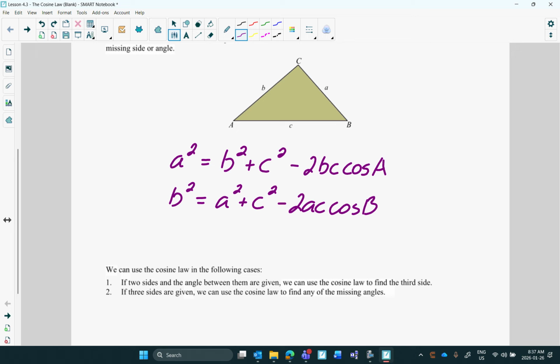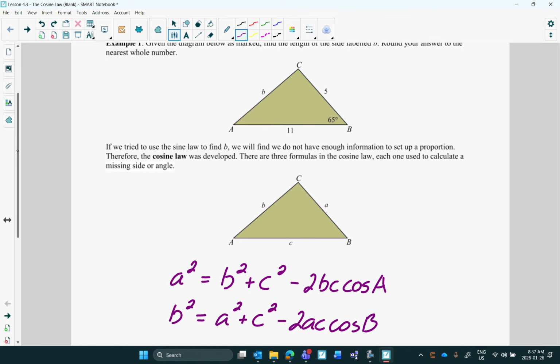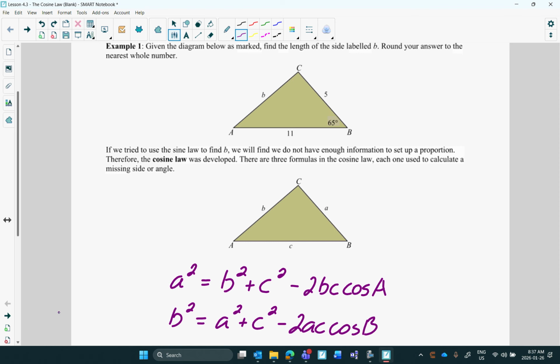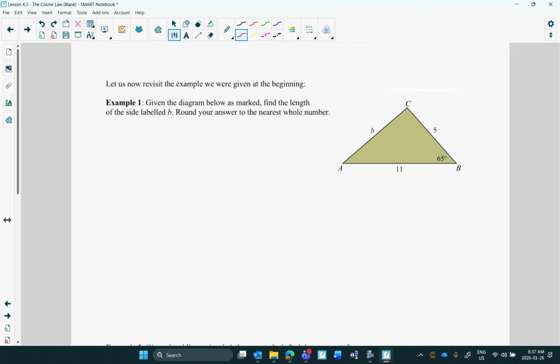And there's really two cases where you use cosine law. If you know two sides and the angle between them, and you're asked to find the third side, you have to use cosine law. If you're given all three sides and asked to find one of the angles, you have to use cosine law. Otherwise, it's sine law. So let's just do a couple of examples. Take this one and let's actually find b.